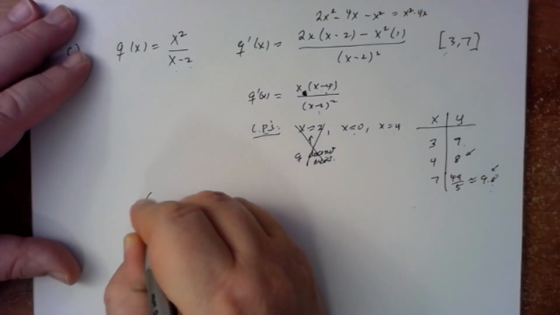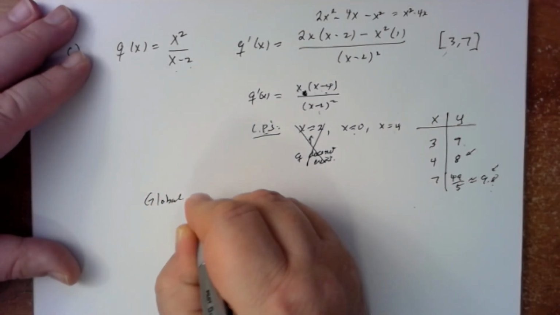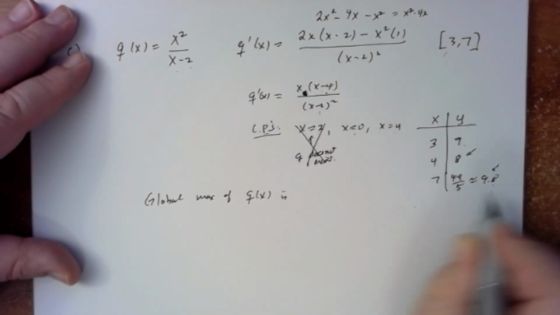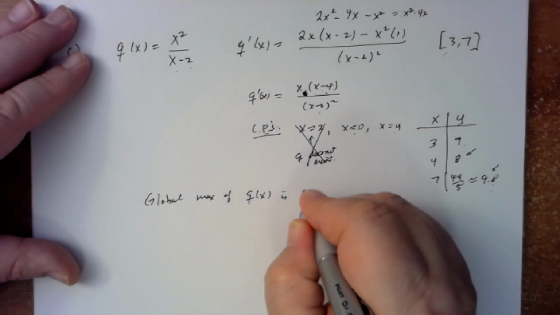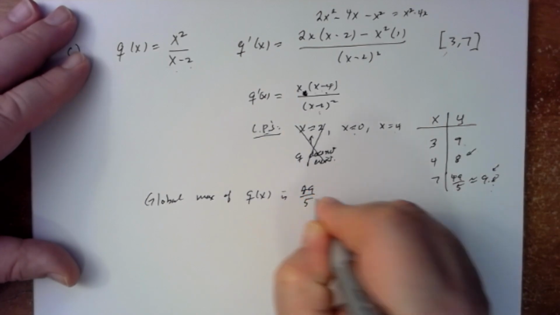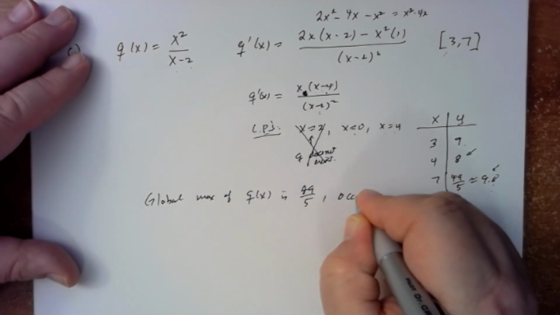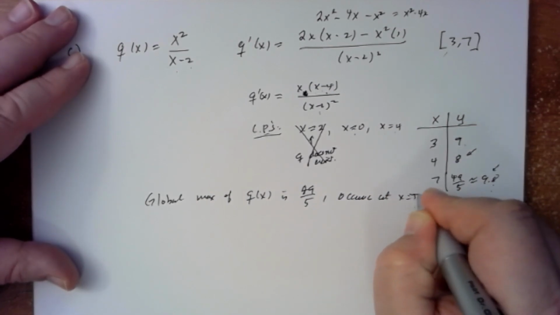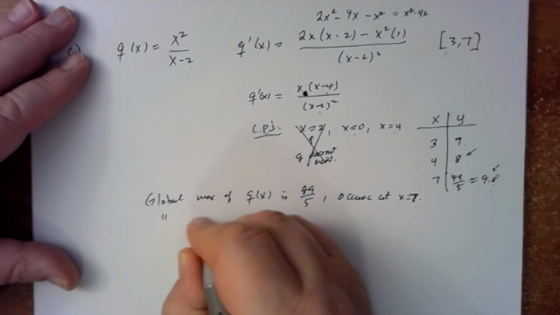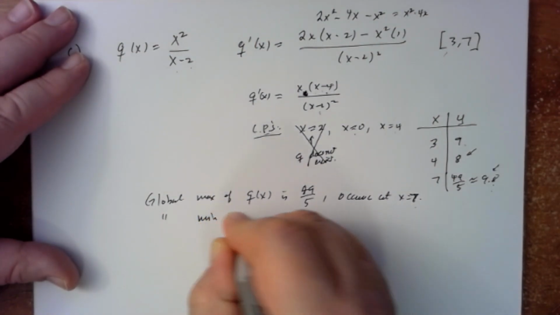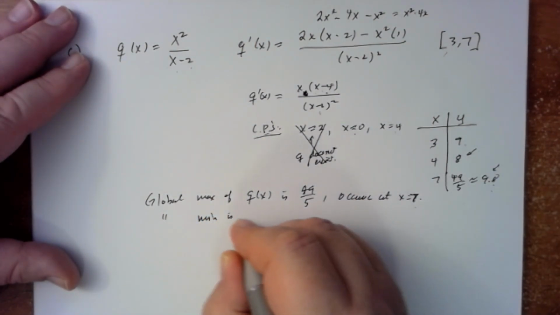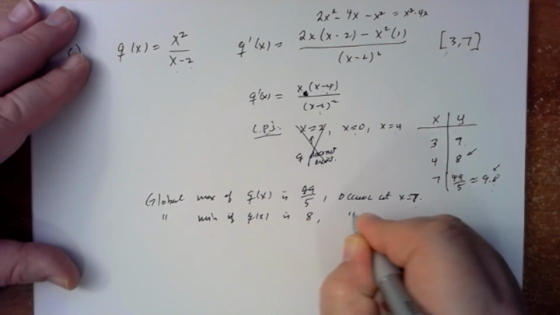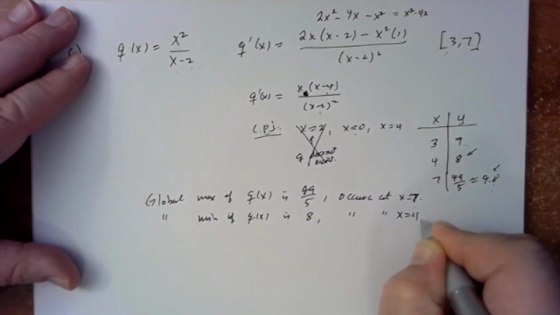So we'll say the global max of q of x is 9.8 or 49/5. I guess the book wanted us to get an exact value. It occurs at x equals 7. Okay, and the global min of q of x is 8, and it occurs at x equals 4.